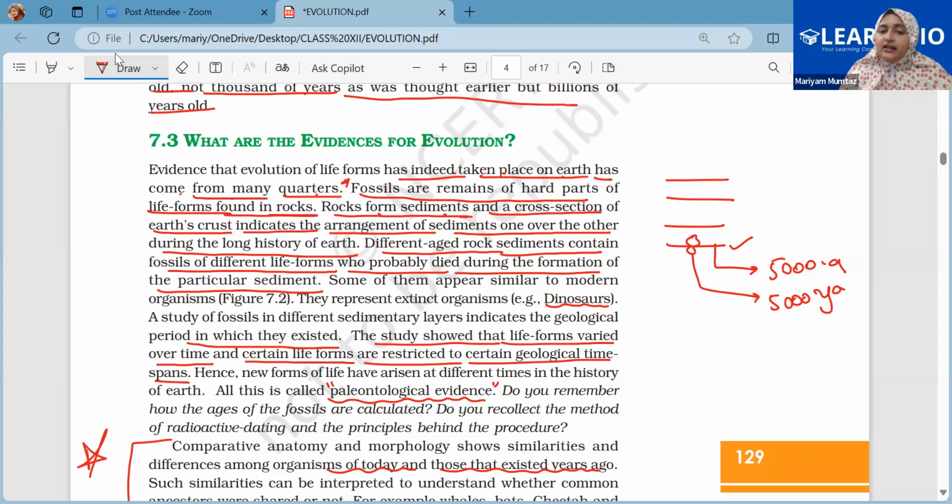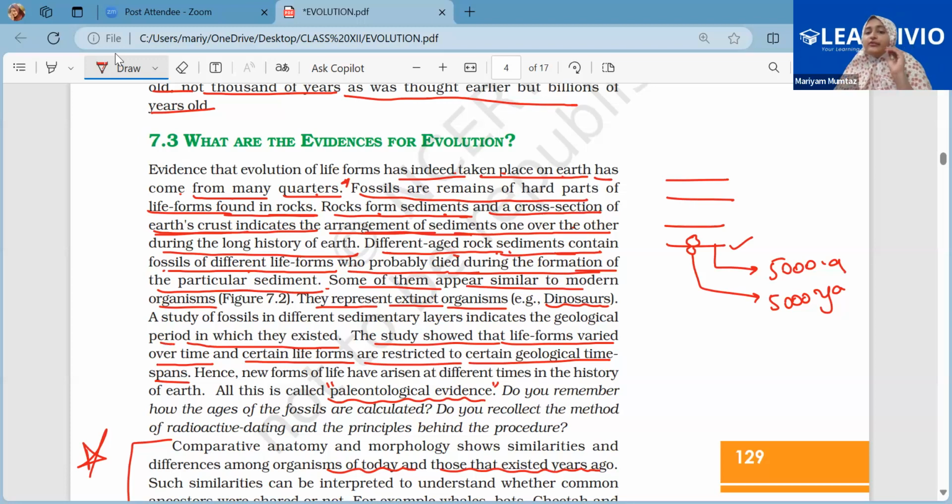Rocks form sediments, and a cross section of Earth's crust indicates the arrangement of sediments one over the other during the long history of Earth. Different age rock sediments contain fossils of different life forms who probably died during the formation of the particular segment. Some of them appear similar to modern organisms. They represent extinct organisms, that is, the dinosaurs. A study of fossils in different sedimentary layers indicates the geological period in which they existed.